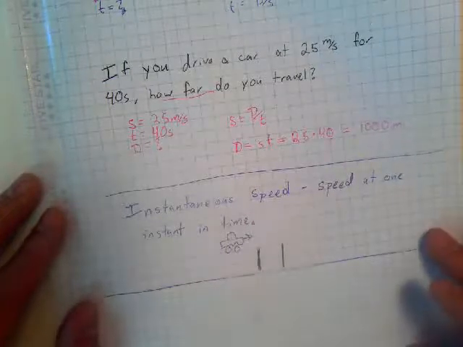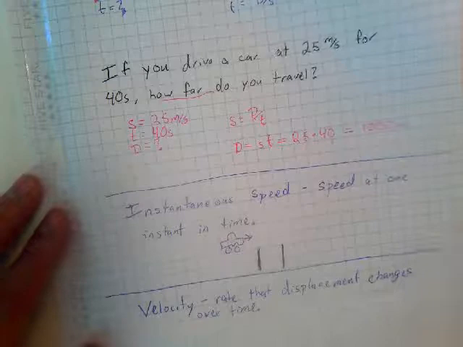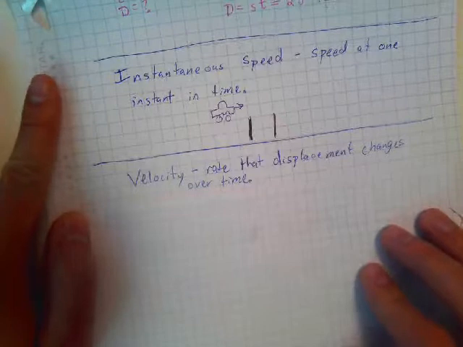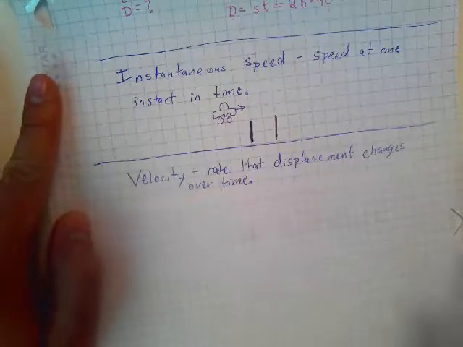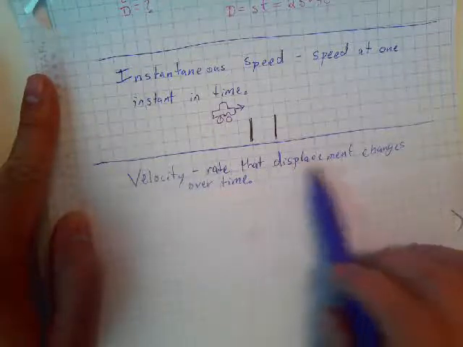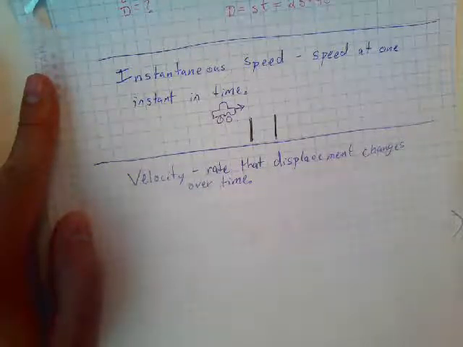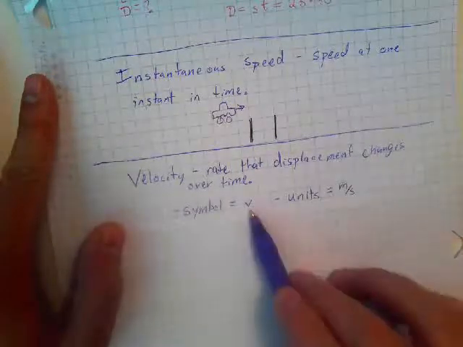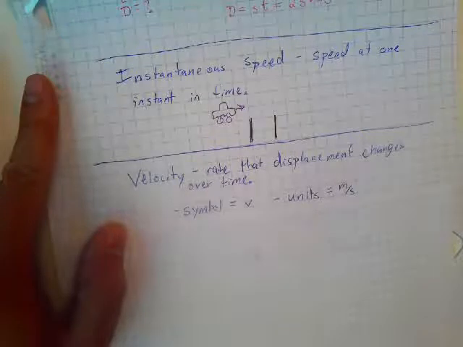Anyways, the other thing that we want to talk about, and I'm not going to focus on this too much, is velocity. A lot of times we'll use speed and velocity interchangeably, but basically velocity is the rate that displacement changes over time. So the symbol for velocity is a v, and the units are meters per second.